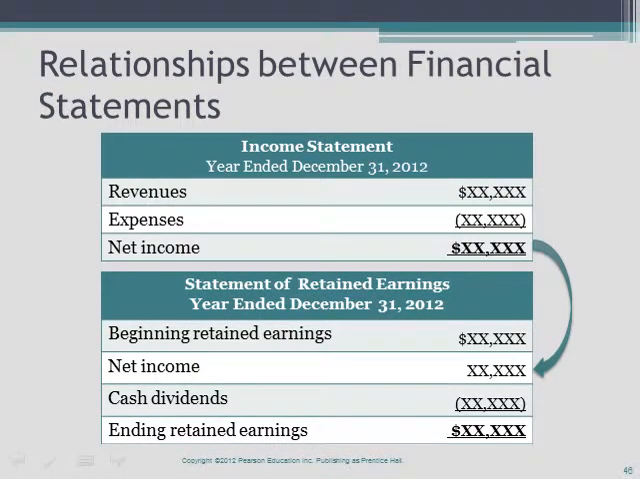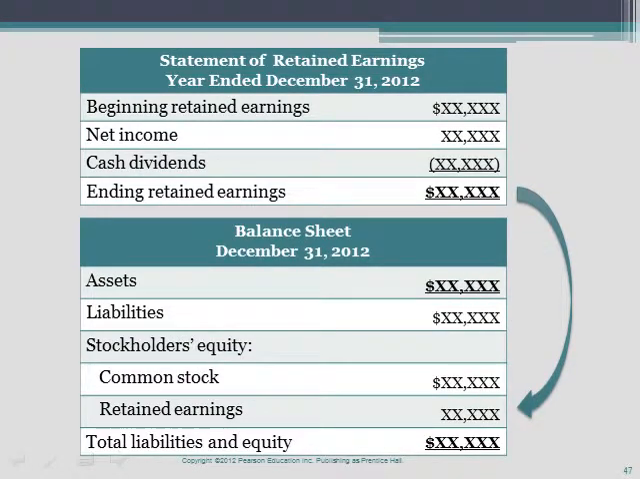And so here we see the net income off of the income statement and how it rolls into the statement of retained earnings. Had this been a net loss, then it would have rolled in as a reduction to the beginning retained earnings balance on the statement of retained earnings. Here we see the ending retained earnings balance from the statement of retained earnings flows to the stockholders' equity section of the balance sheet.